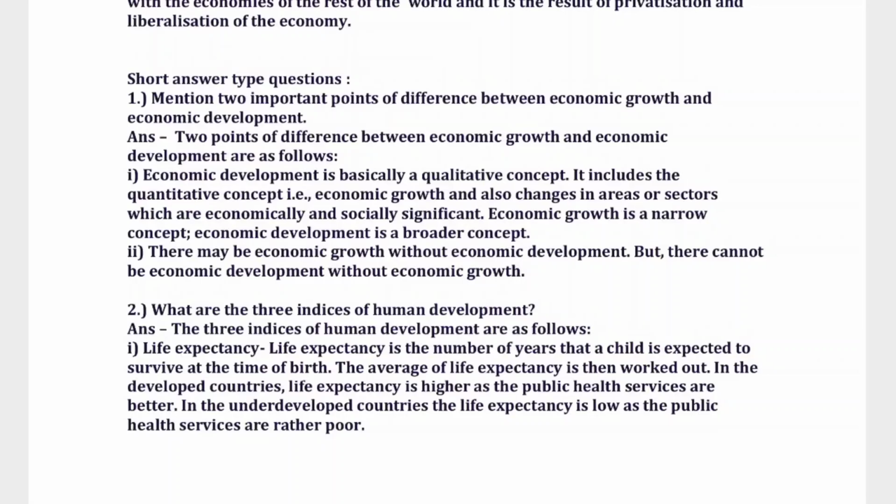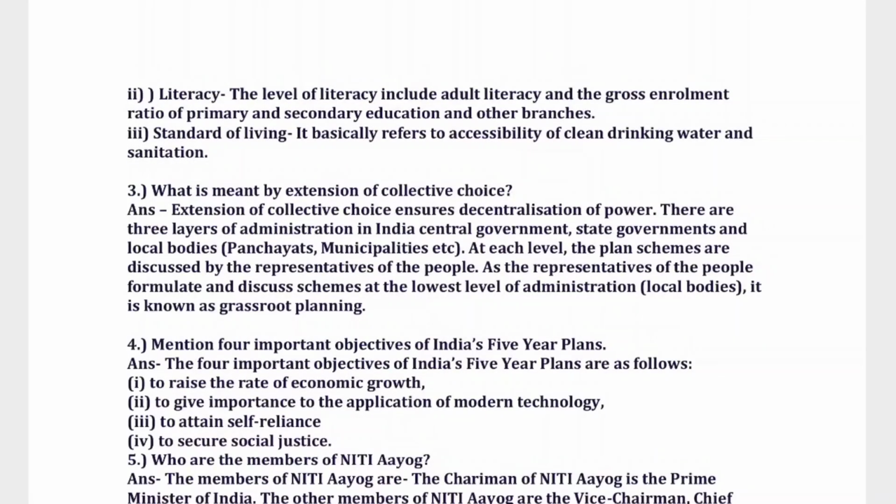In the developed countries, life expectancy is higher as the public health services are better. In the underdeveloped countries, the life expectancy is low as the public health services are rather poor. Number 2, literacy. The level of literacy includes adult literacy and the gross enrollment ratio of primary and secondary education and other branches. Number 3, standard of living. It basically refers to accessibility of clean drinking water and sanitation.